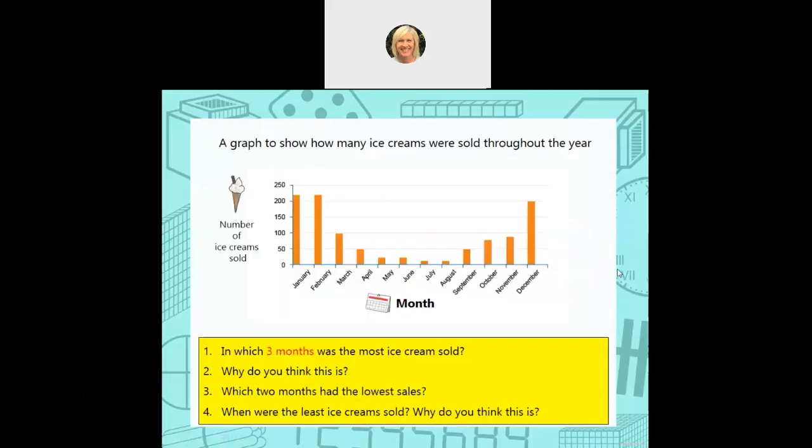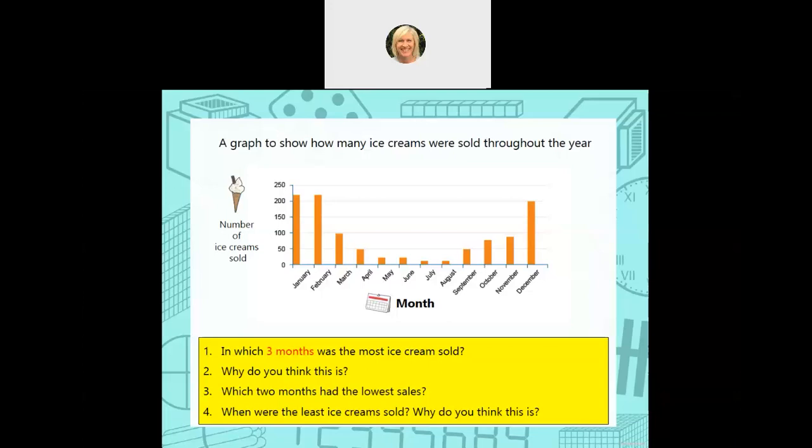Next slide. We've got a brand new slide here, and again, I would like you to do this on your own. You're using the information or the techniques that we just practiced, and you're applying them to another bar graph. The graph says, a graph to show how many ice creams were sold throughout the year. The questions are, in which 3 months was the most ice cream sold? Why do you think this is?